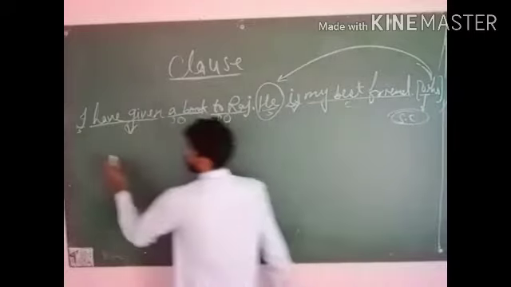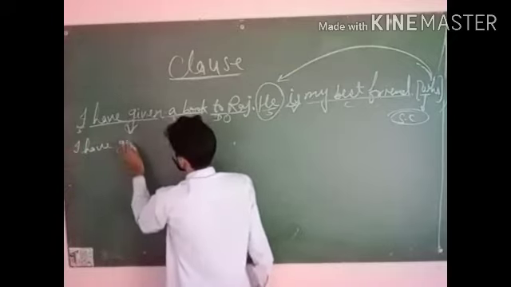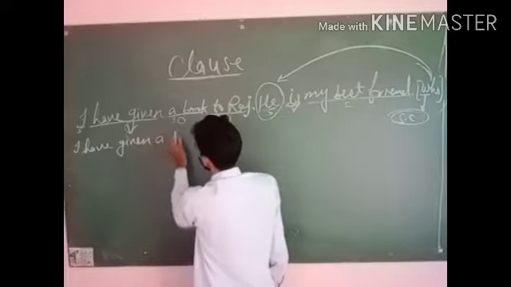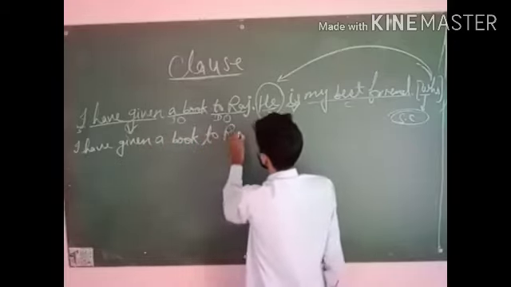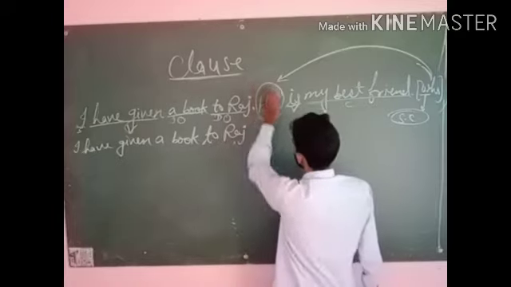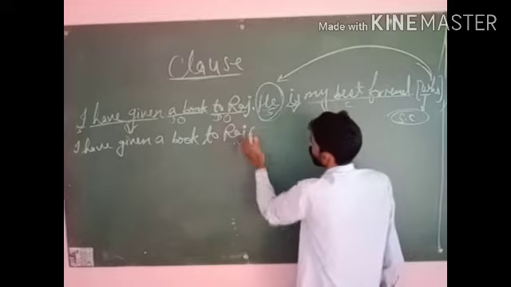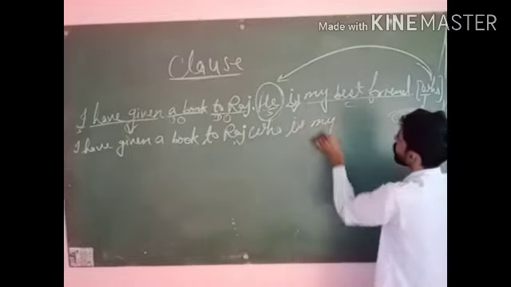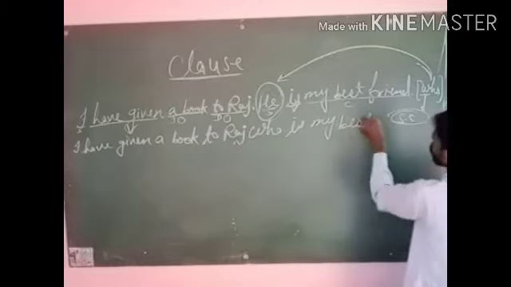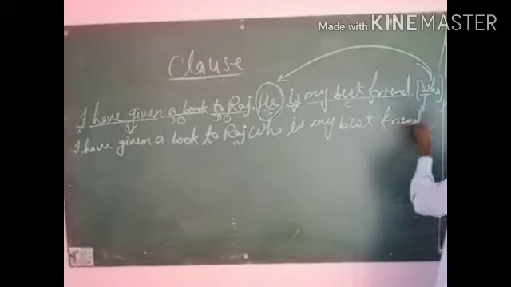So first sentence, I have given a book to Raj, and he is going to be replaced by who: who is my best friend. So this is the answer to these questions.